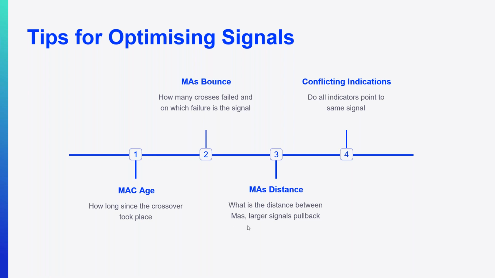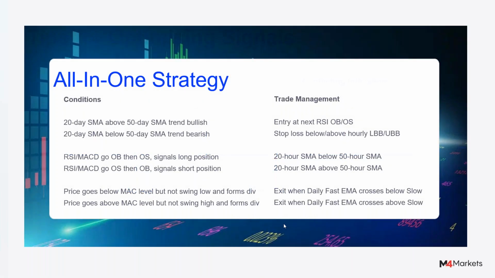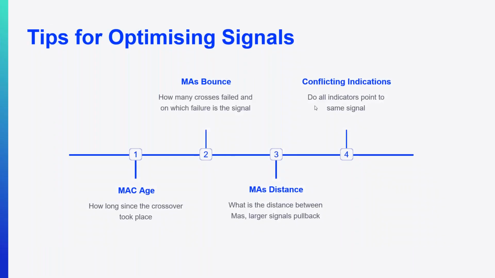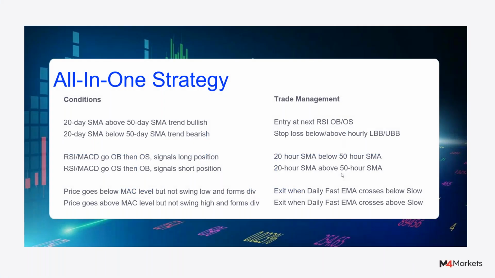The MA distance. What is the distance between the actual MAs? Okay, larger signals pull back. The larger the distance, that means we're most likely going to get a pullback. And of course, do all indicators point to the same signal, which is very important. And this is what brings us to the combination of all strategies together, all in one.